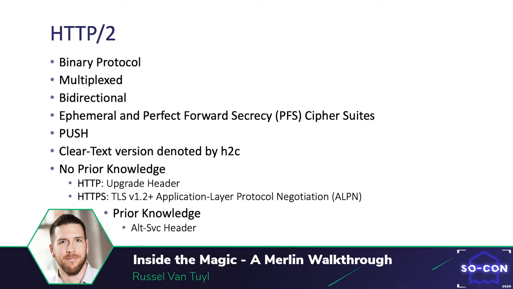Let's take a look at the HTTP2 version of the protocol. This version of HTTP is multiplexed and bidirectional, meaning you can have multiple conversations over one connection and traffic can flow back and forth between the server and the client. This version of the protocol also only supports ephemeral cipher suites and perfect forward secrecy enabled cipher suites. And it also has a server push feature. This is where if the server knows you're going to request a resource, it will go ahead and send it to you so that way you don't have to request it.